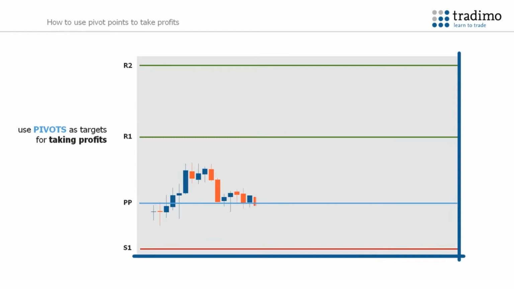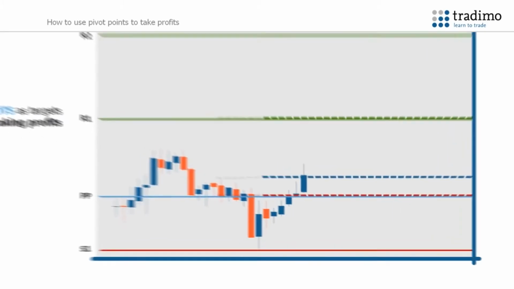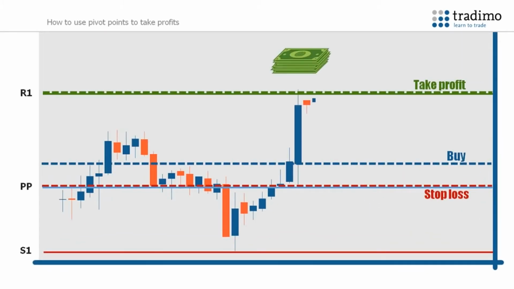We can also use pivots as targets for taking profits. Targeting the next pivot point can give the trader a consistent way of taking profits. For example, if we bought at the daily pivot, we could take profits at the R1 pivot.